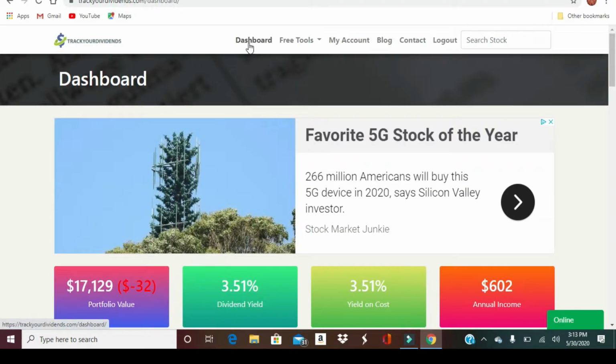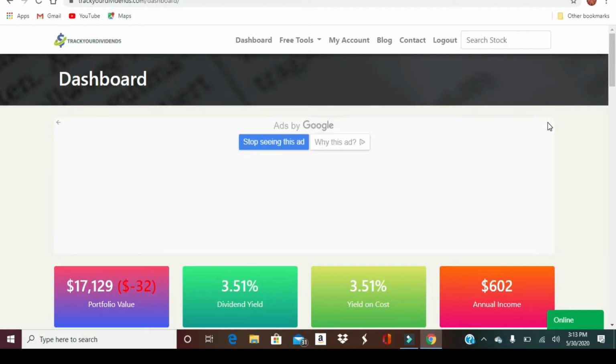Here on top you can see the dashboard, the free tools, my account, blog, contact, and all the information. It has a lot of ads, and I think that's what they use. I mean, this is a free website, but you can get rid of them. They don't interfere with performance.